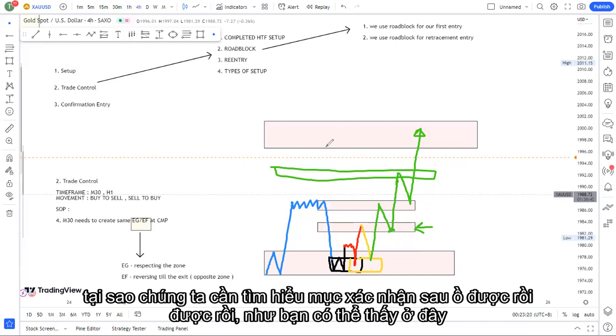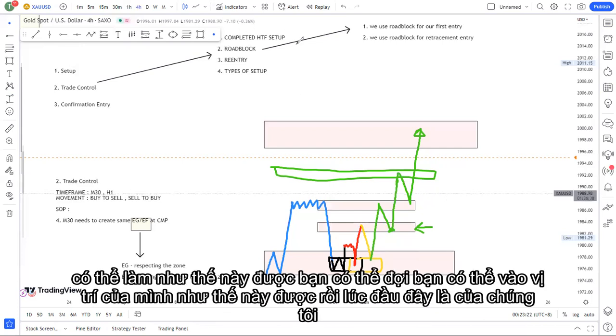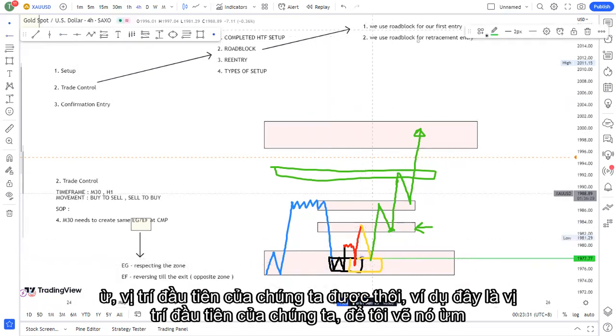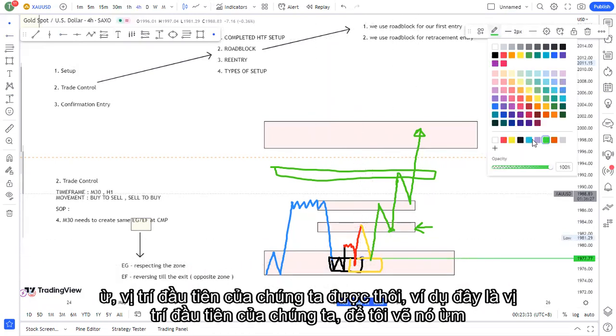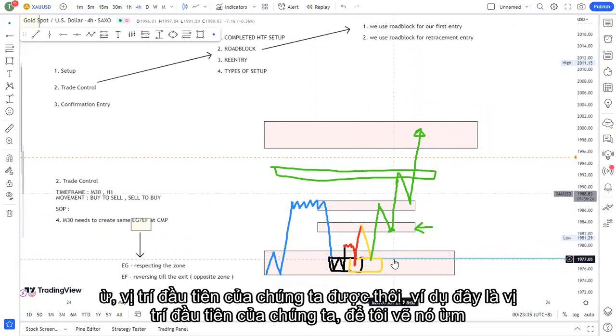So as you can see here, you can enter your position like this. At first, for example, this is our first position. Let me draw it.